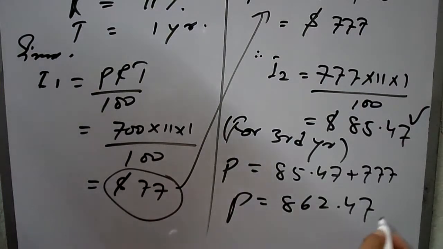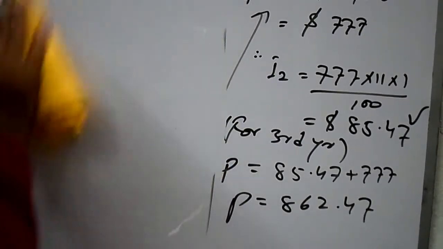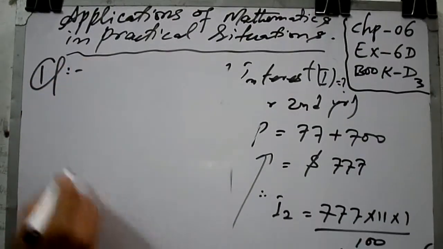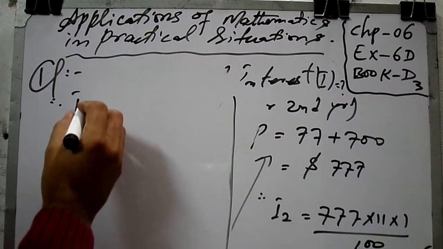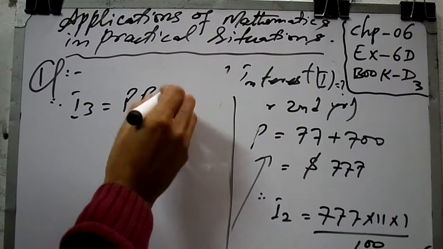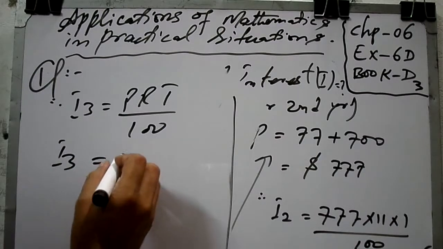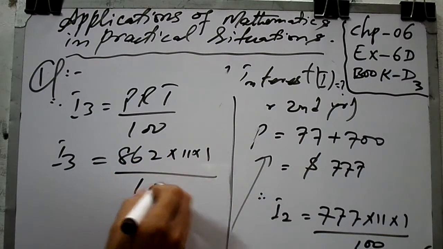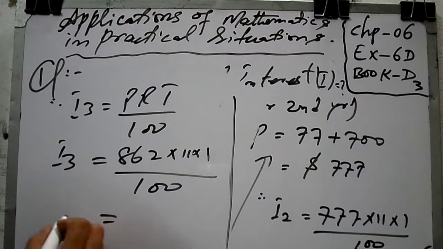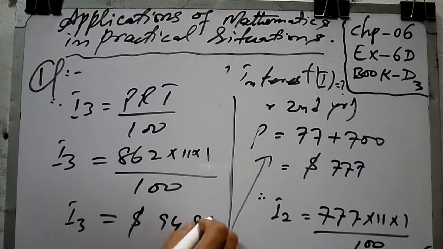So find out the interest. Therefore, interest I3 is equal to PRT divided by 100. I3 is equal to 862 multiplied by 11 multiplied by 1 divided by 100. You will get, after simplification, $94.87.